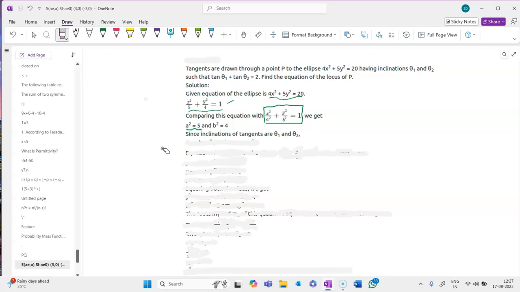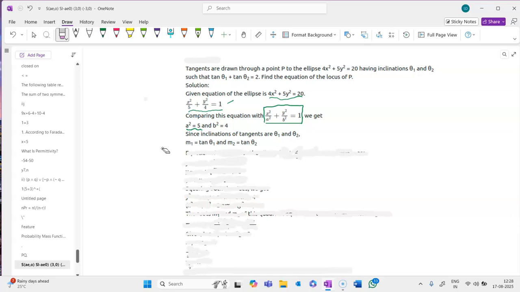Since the inclinations of the tangents are theta 1 and theta 2, as already given in your question, we continue with m1 equals tan theta 1 and m2 equals tan theta 2. So two slopes we are having, m1 equals tan theta 1 and m2 equals tan theta 2.